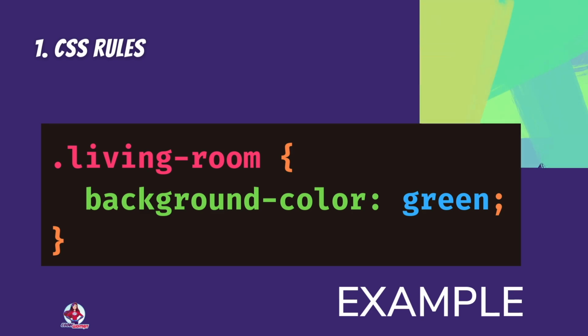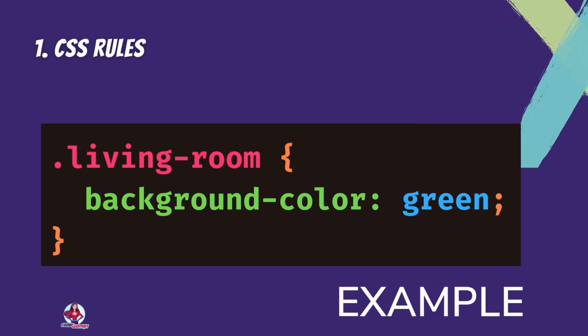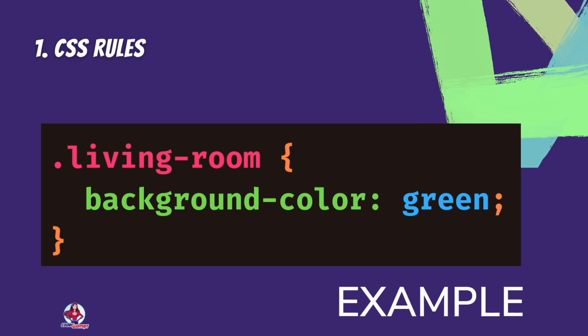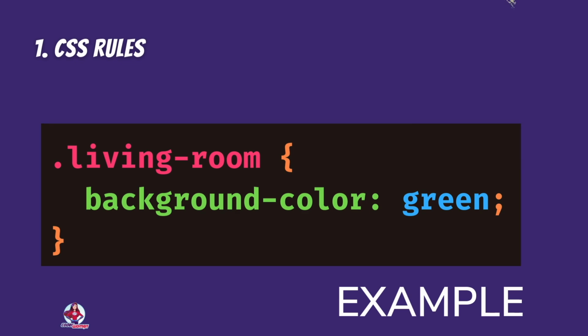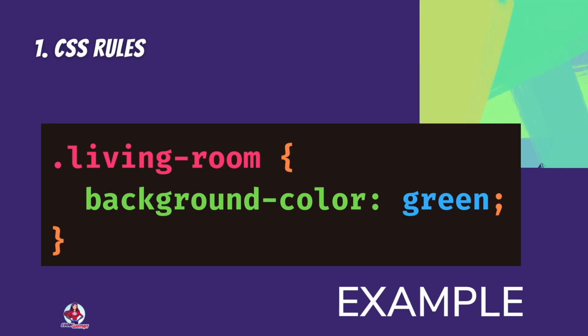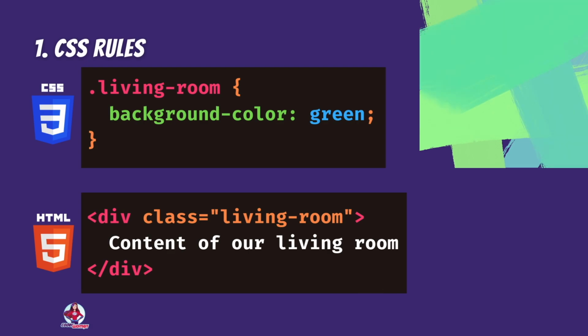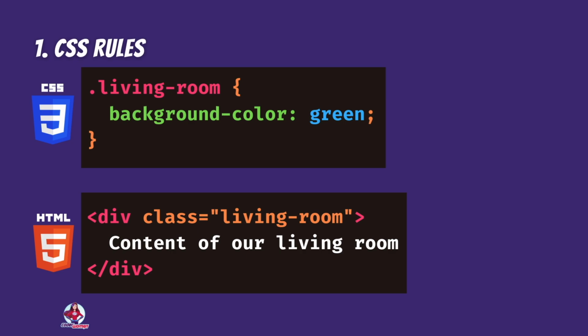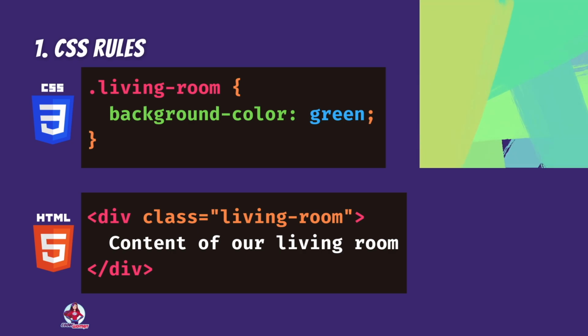The property background-color represents the wall color, and the value green is the new color we'll use for the walls. Applying these CSS rules allows us to create a beautifully designed and personalized web page, just like crafting our dream home. When using this rule in our HTML, we would assign the living-room class to the appropriate element, like a div. This way, we connect the CSS rule to the specific part of the web page.